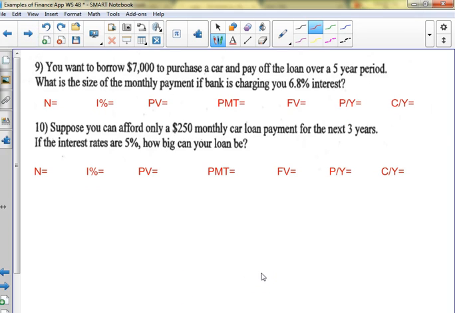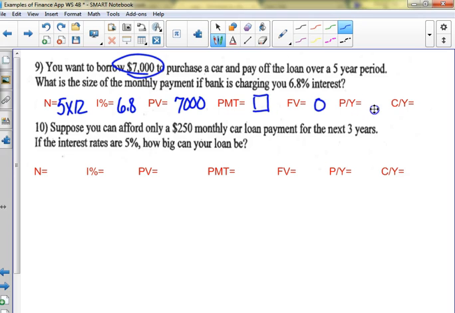We're going to do a car problem because that's what you guys really care about, right? You're going to borrow $7,000. That is your present loan. You're going to pay it off over 5 years, so 5 times 12. The interest rate is 6.8%, which you can do better than that today. The payment is what you care about, right? What is the future value? And these are going to be 12 and 12.